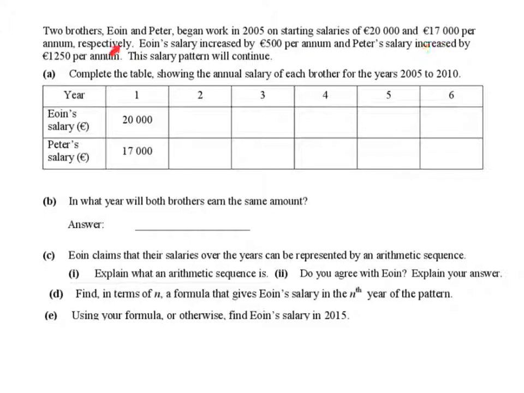Owen's salary increased, so went up, by €500 per annum, so per year, and Peter's salary increased, went up, by €1,250 per annum or per year. This salary pattern will continue.